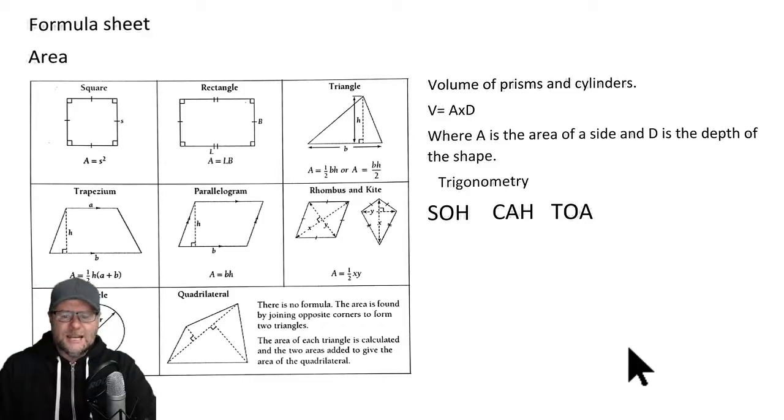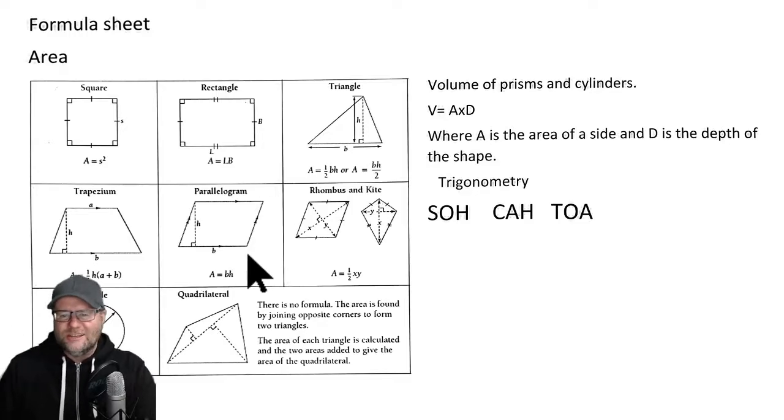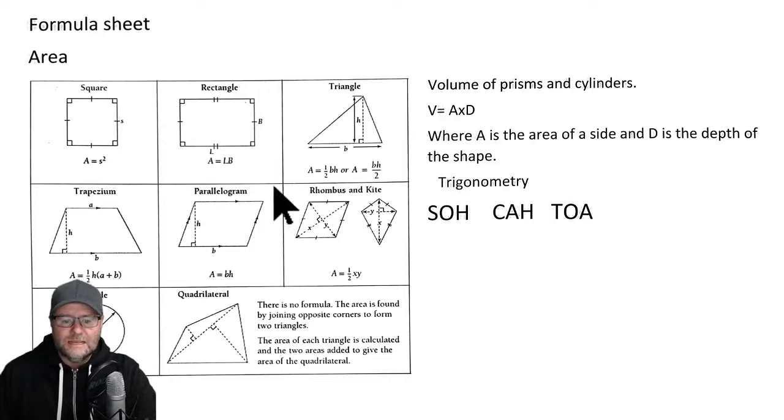So let's get started. In this test you're going to get a formula sheet that looks like this. So these things you don't need to memorize. They'll be given to you. You need to know how to use them, but you don't need to memorize them. So there's some area formulas here, a little phrase to help you remember your trig ratios, and some volume stuff. So let's get into some questions.